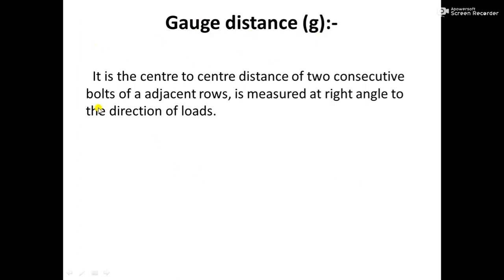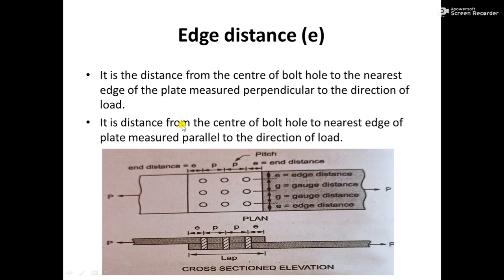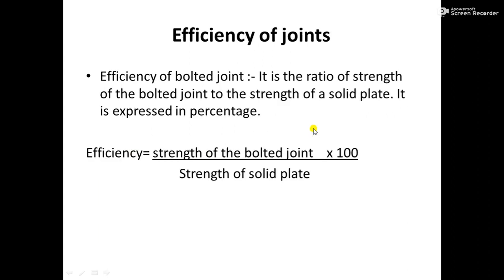See here, gauge distance is the center to center distance of two consecutive bolts of adjacent rows, measured at right angle to the direction of load. This is the edge distance. It is the distance from the center of bolt hole to the nearest edge of the plate measured perpendicular to the direction of load. And the end distance is the distance from the center of bolt hole to the nearest edge of the plate measured parallel to the direction of load.